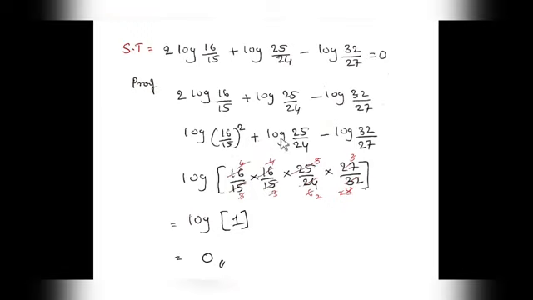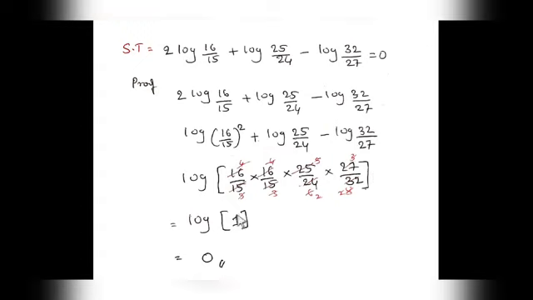Log of the square can be written as 16 upon 15 into 16 upon 15. Now according to log m plus log n, we can take log of m into n. We can multiply these two quantities: 16 divided by 15 into 16 divided by 15 into 25 divided by 24. As it is having minus, log m minus log n is log m divided by n. So I'll take the multiplication sign and I'll take the reciprocal of this so that it will become division.